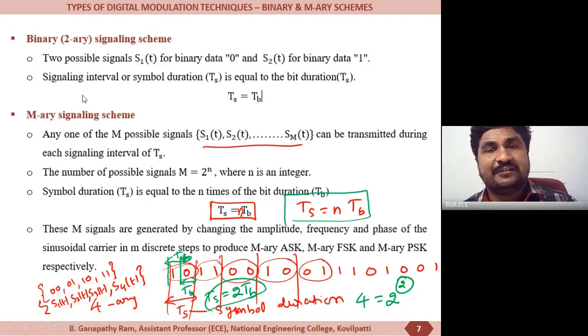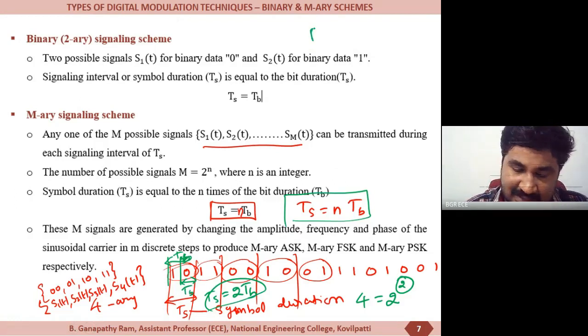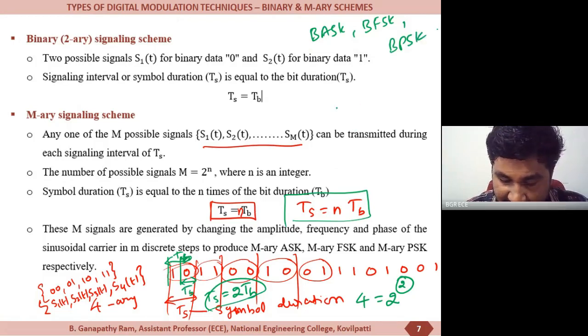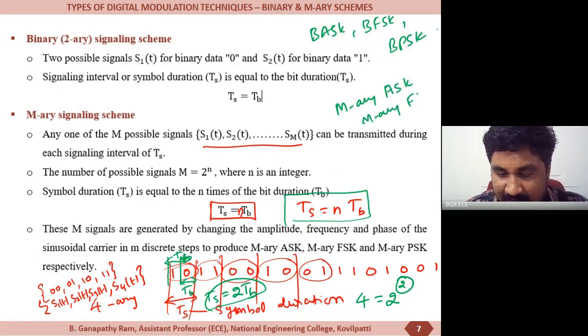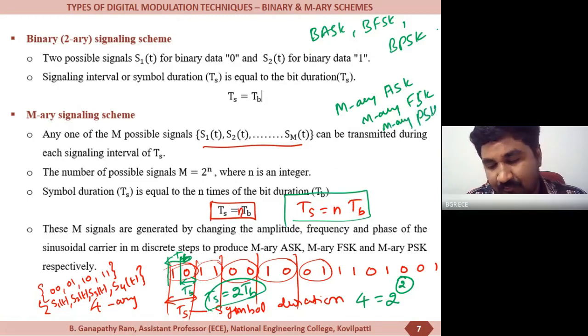Hence, for the different types of ASK, FSK, PSK, we can categorize BASK, BFSK, and BPSK. Similarly, for M-array signaling schemes, we have M-array ASK, M-array FSK, and M-array PSK modulation techniques.